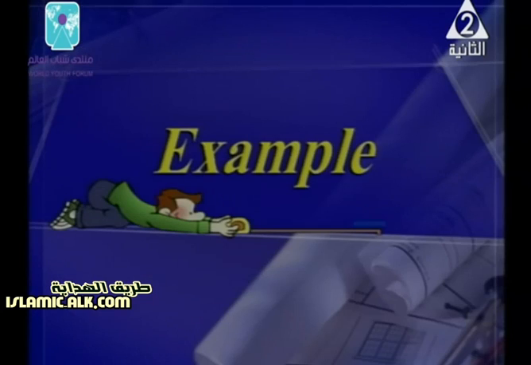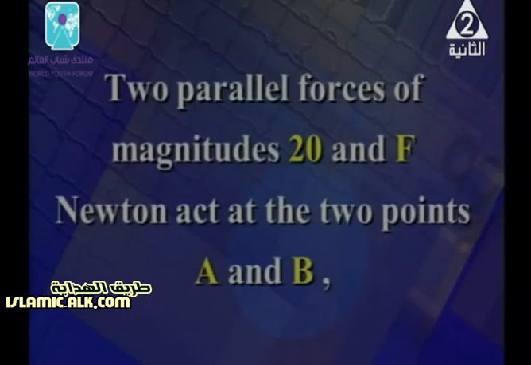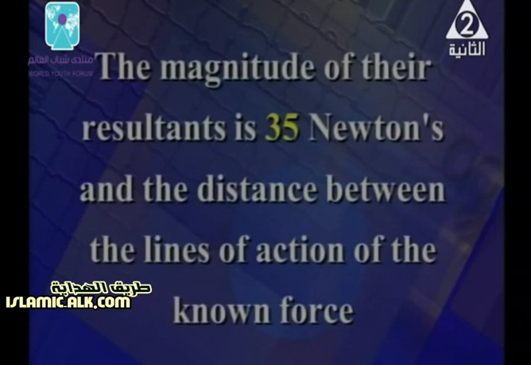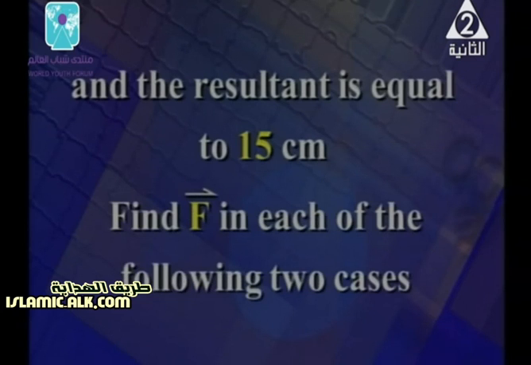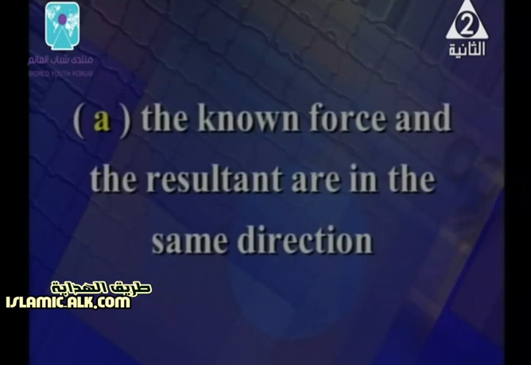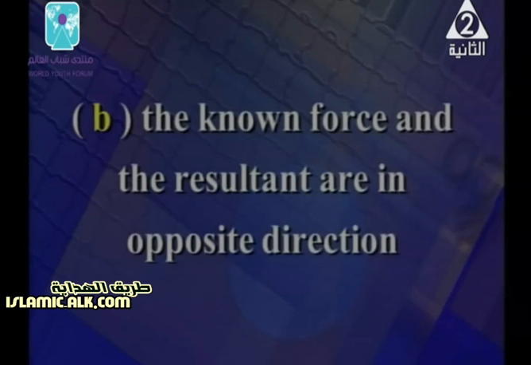Now we are going to translate two important examples. Two parallel forces of magnitude 20 and F newtons act at the two points A and B. The magnitude of the resultant is 35 newtons, and the distance between the line of action of the known force and the resultant is equal to 15 centimeters. Find F in each of the two following cases. First, the known force and resultant are in the same direction. Second, the known force and the resultant are in the opposite direction.